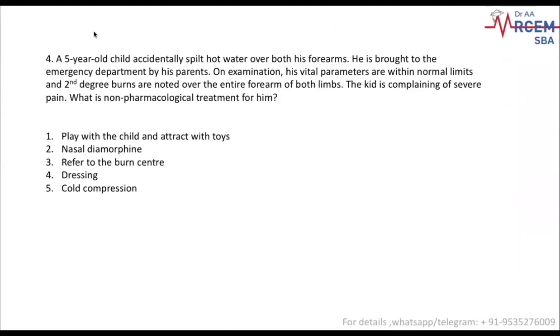Next one is a 5 years old child who accidentally spilled hot water over both his forearms. He's brought to the emergency department by his parents. On examination, his vital parameters are within normal limits. Second-degree burns are noted over the forearms on both sides. The kid is complaining of severe pain. What is the non-pharmacological treatment?